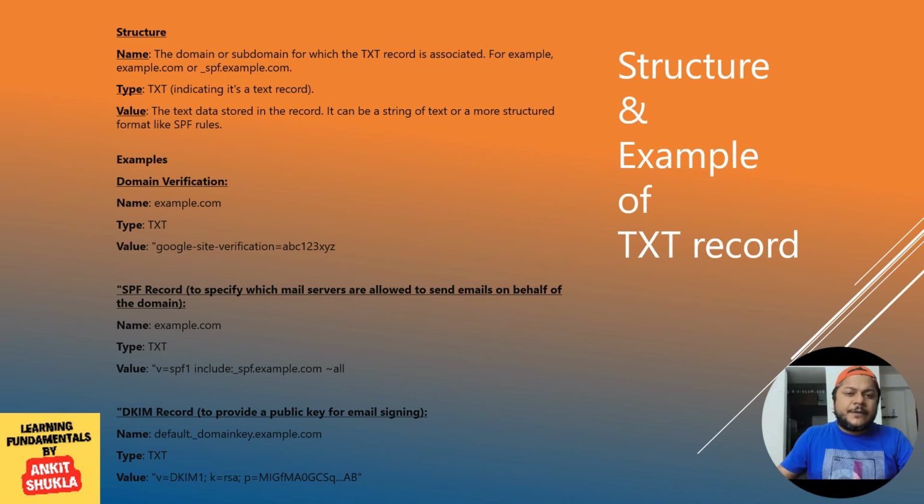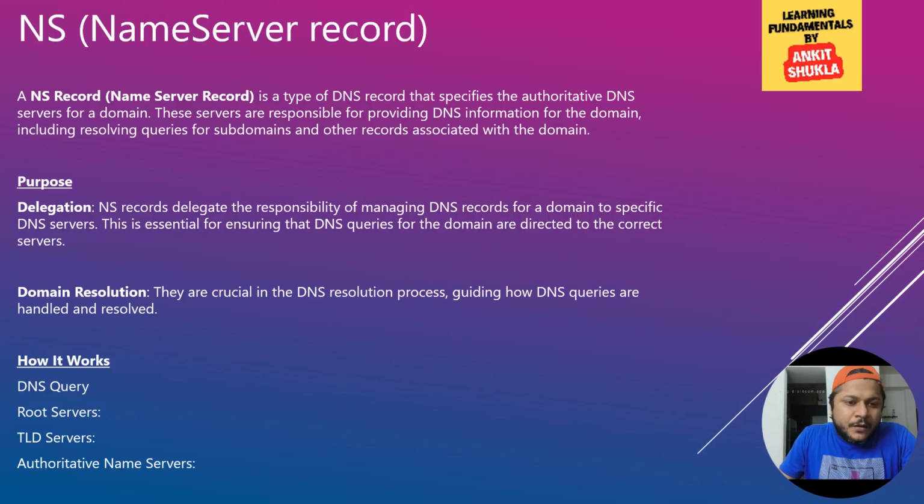All right, let's move on to our next DNS record, which is the name server or NS record. A name server record is a type of DNS record that specifies the authoritative DNS servers for a domain. We have been talking about authoritative servers for a long time. Let's understand what exactly these authoritative DNS servers are. These servers are responsible for providing the DNS information for the domain, including resolving queries for subdomains and other records associated with the domain. So all these records are actually stored on the authoritative server, which is represented by a record called the name server record.